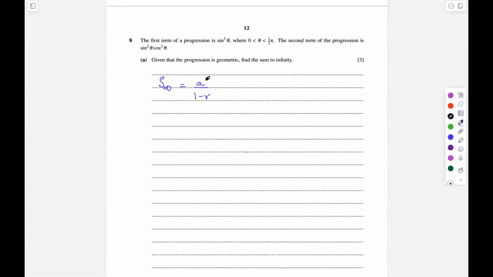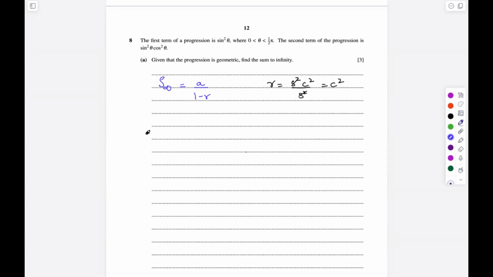So we already have the value of a, which is sine squared theta, and to find the value of r, which is the common ratio, we will divide the second term by the first term. So the second term is sine squared cos squared, and the first term is sine squared. So sine squared and sine squared will cancel. So r will be equal to cos squared.